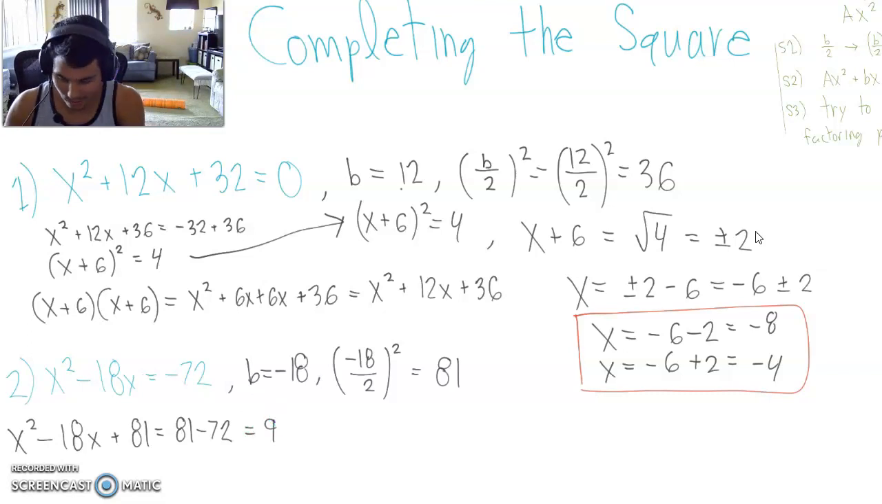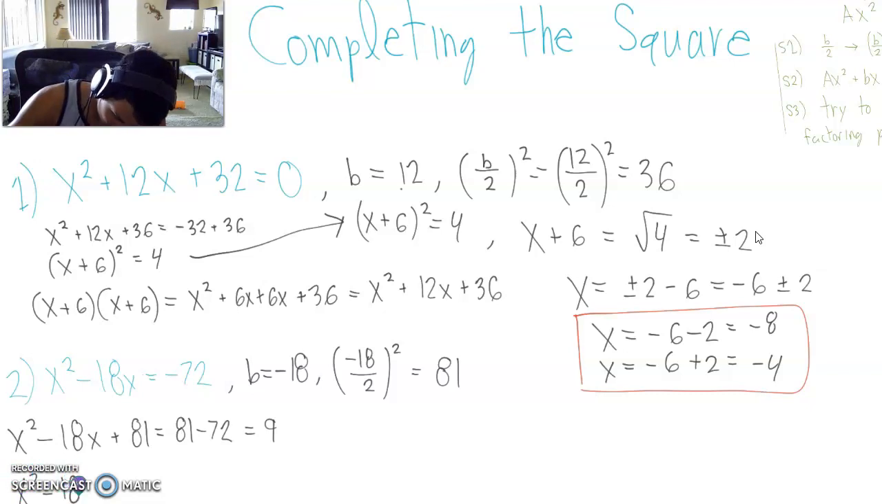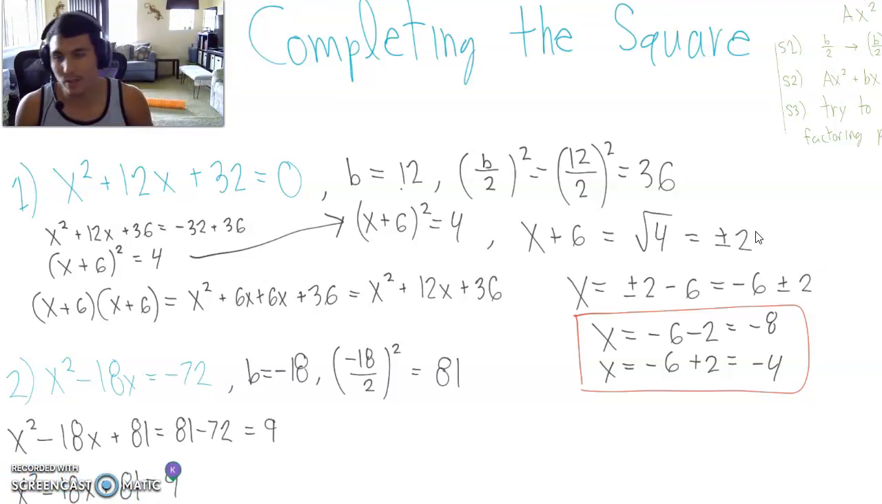So we have this new equation. I'll rewrite it again for everyone. x squared minus 18x plus 81 is equal to 9. So that's our new equation. And like I said, it's the exact same thing as earlier. We don't actually change the value of anything. We're just doing a really complicated way to add 0 to both sides. Okay. So x squared minus 18x plus 81 is equal to 9.